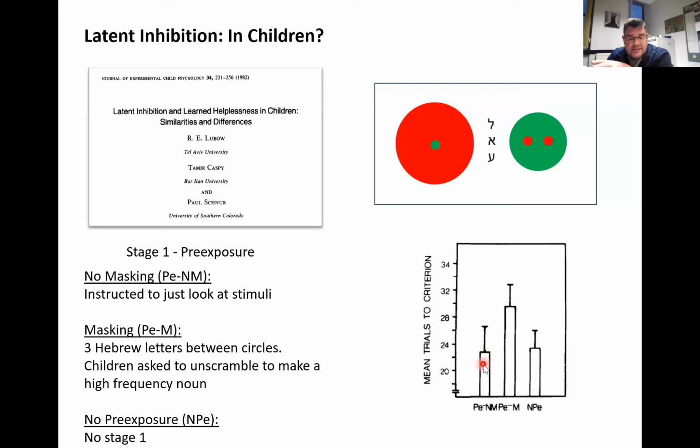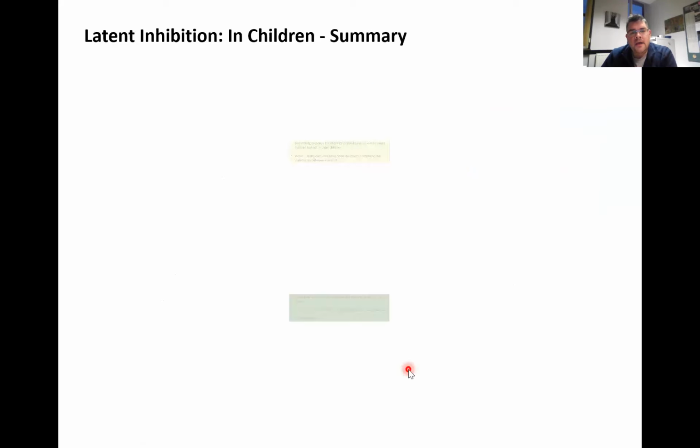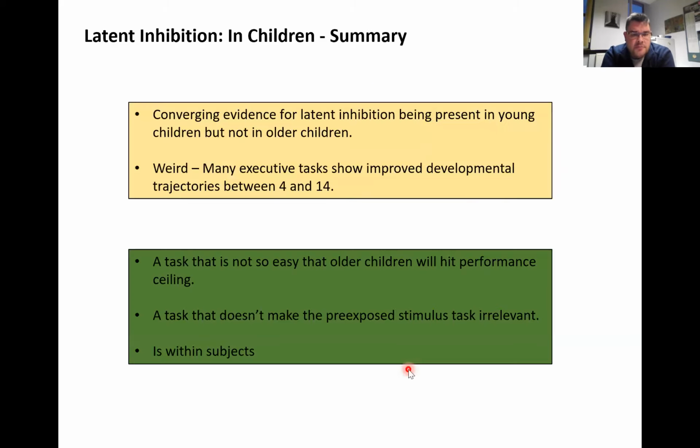Interestingly, there seems to be some kind of effect of the concurrent task. When there was no concurrent task during pre-exposure, latent inhibition was not observed. Now we see relatively rapid learning, that is to say, at least as rapid as the group of children for whom there was no pre-exposure. Okay, so as an interim summary, there's at least some converging evidence for latent inhibition being present in young children, but not in old children.